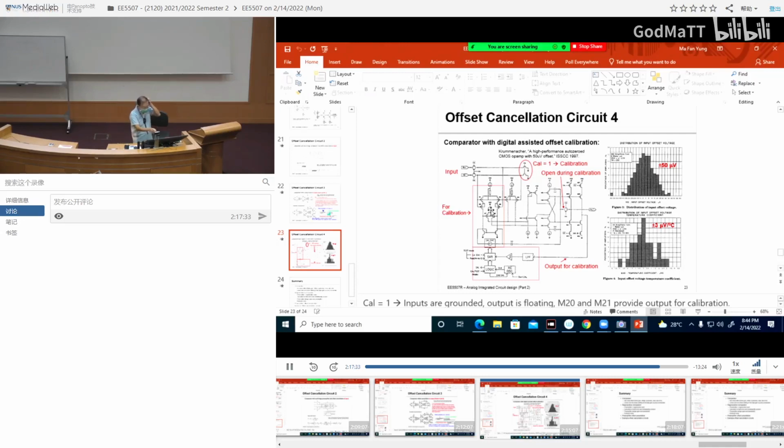So this is what it's doing here. You can see this is where they are injecting different currents, imbalancing the currents.